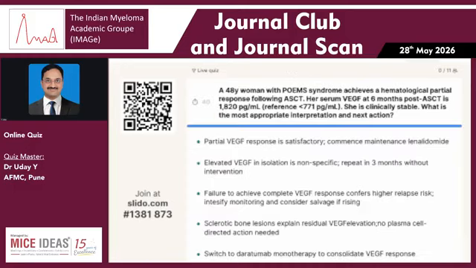Let's go on to the next question. A 48-year-old woman with POEMS syndrome achieves hematological PR following transplant. Her VEGF at 6 months post-transplant is 1820, which is almost 2 times that of the reference value. She is clinically stable. What is the most appropriate interpretation and the next step of action? What would you do next?